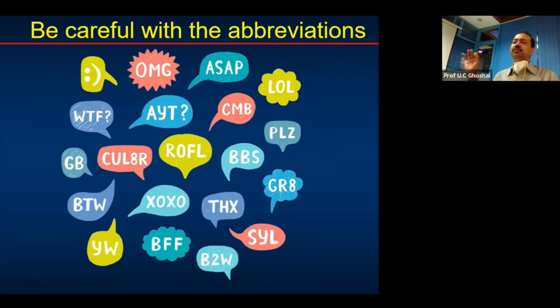Even I don't use PCR as an abbreviation, though it is a standard abbreviation, because my article may be read by non-medical people. So why should I write PCR? I'll say polymerase chain reaction within bracket PCR.